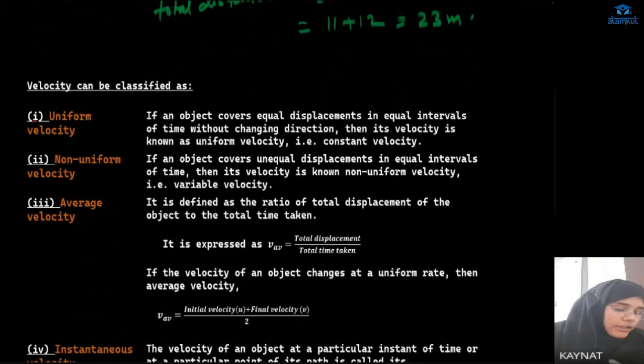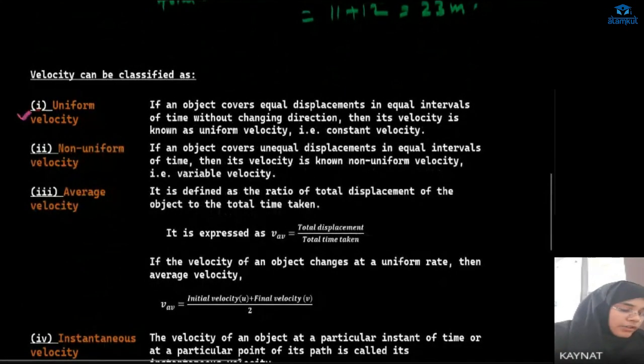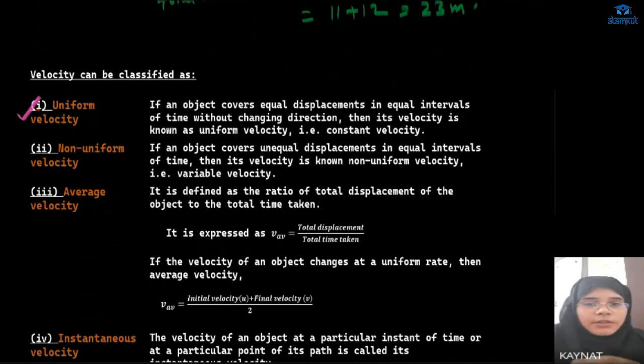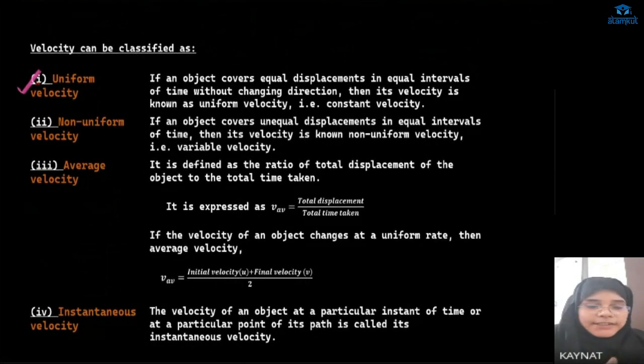Now, what types of velocity are there? Uniform velocity, as we studied in speed. If equal displacement is covered in equal intervals of time, we call it uniform velocity. Non-uniform velocity: if a body is covering unequal distances in equal intervals of time, then it is called non-uniform velocity. Or we can say it is variable velocity, meaning velocity is getting changed.